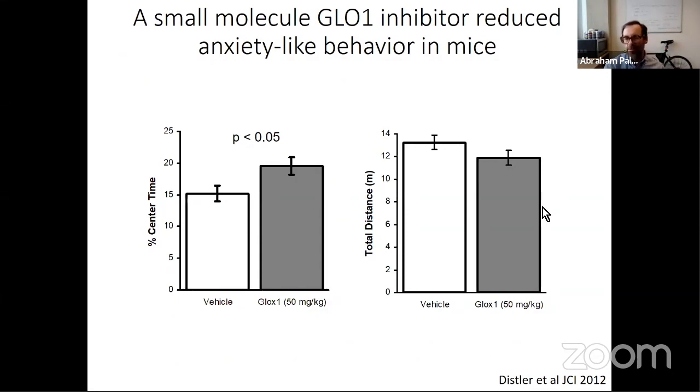And then subsequently, we were able to obtain a small molecule inhibitor of GLO1 that blocks the enzymatic function and therefore increases MG concentrations. We saw that that small molecule inhibitor of GLO1 acted just like MG, that is, it had anxiolytic properties in animals.